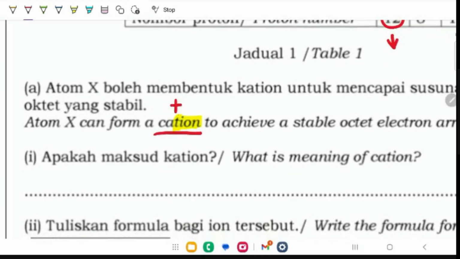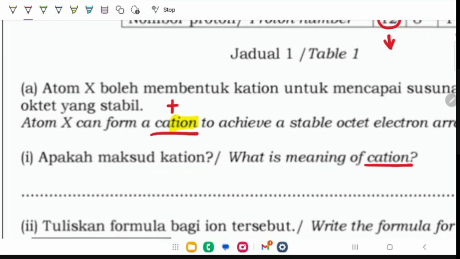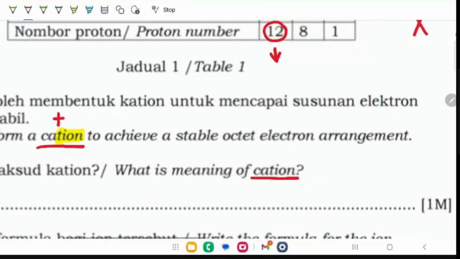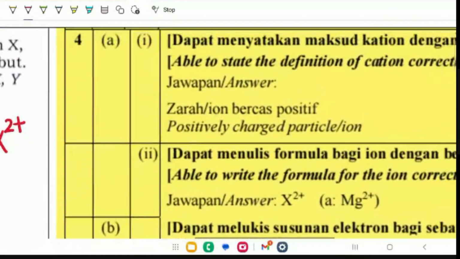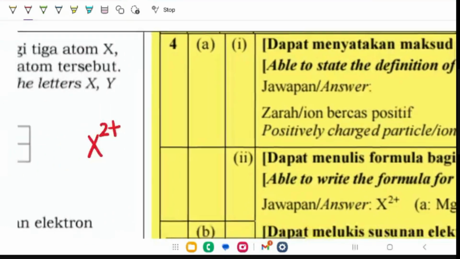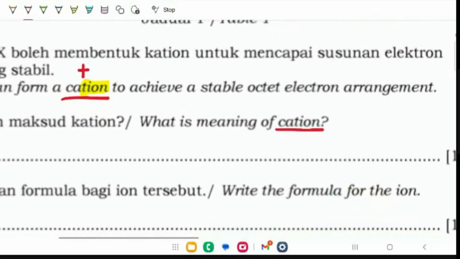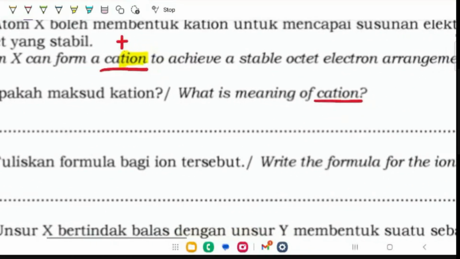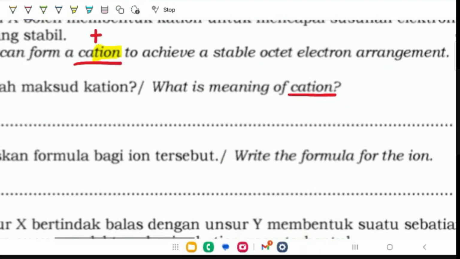Now, what is meant by cations? Positive ions, positively charged ions. If negatively charged ions, what is it called? Anions. Yes, anions. Okay, very good. Okay, next, formula for the ions. Already mentioned X2 positive.